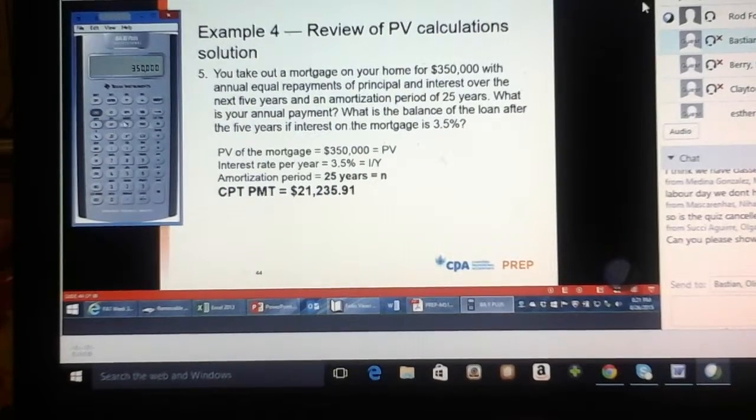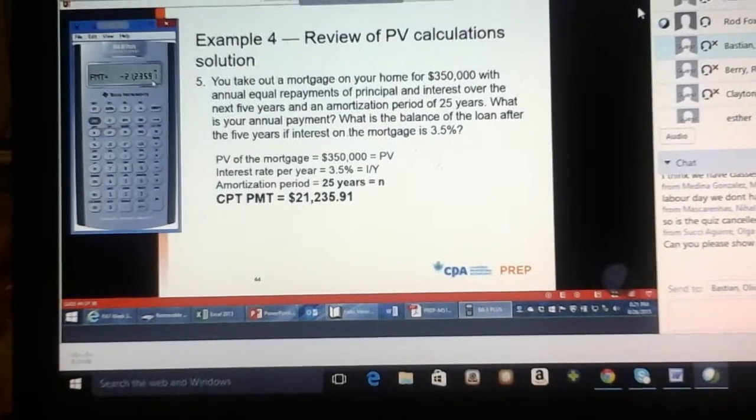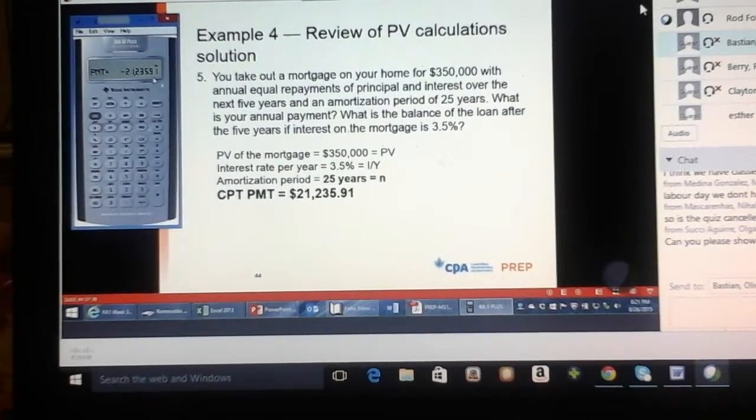Okay, so let's try this. 350,000 present value, 3.5 IY, and then 25N. And I'm going to have 0 for my future value because it'll be paid off in 25 years. So compute payment. So now I've got that 21235.91. So again, it was 350 positive present value, 3.5 IY, 25N, 0 future value, compute payment, and that's what comes up.